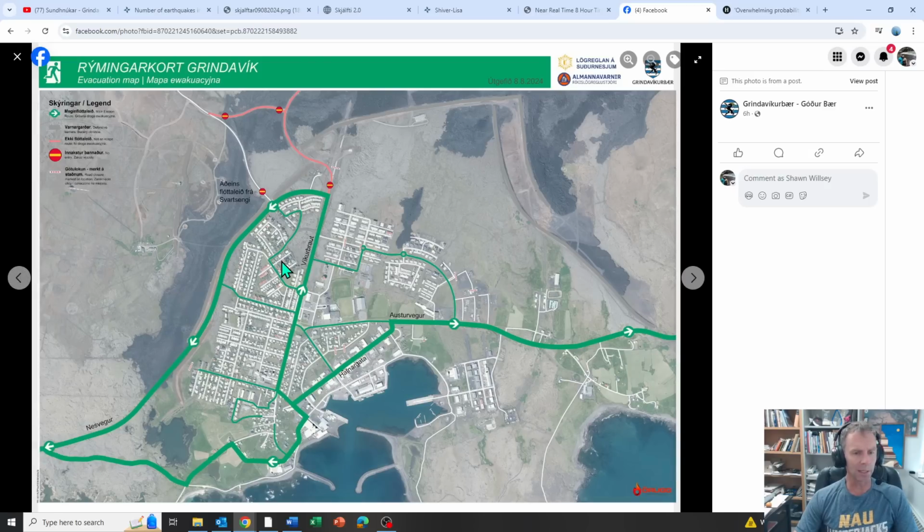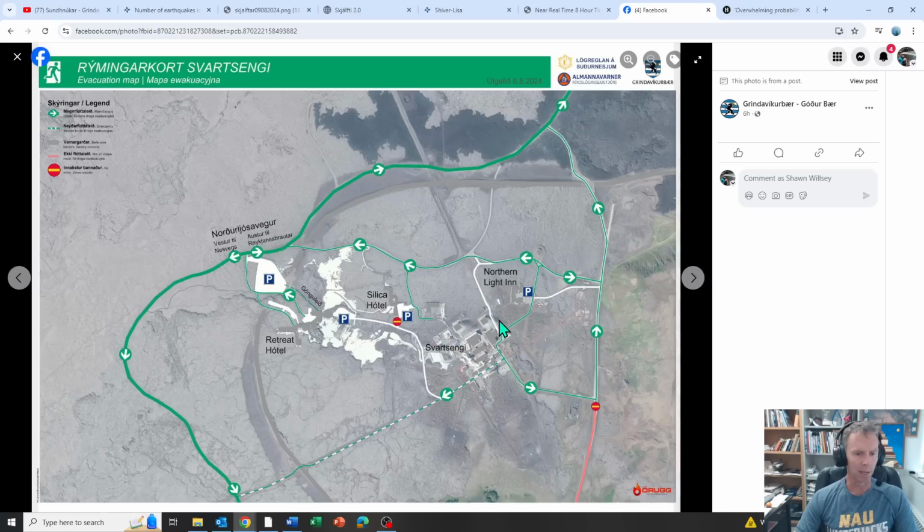Again, our least likely scenario is events opening up in town or behind the defensive barrier, although that is a possibility. But even if we have that eruption further to the north, we could still have lava approaching the town and people needing to evacuate.